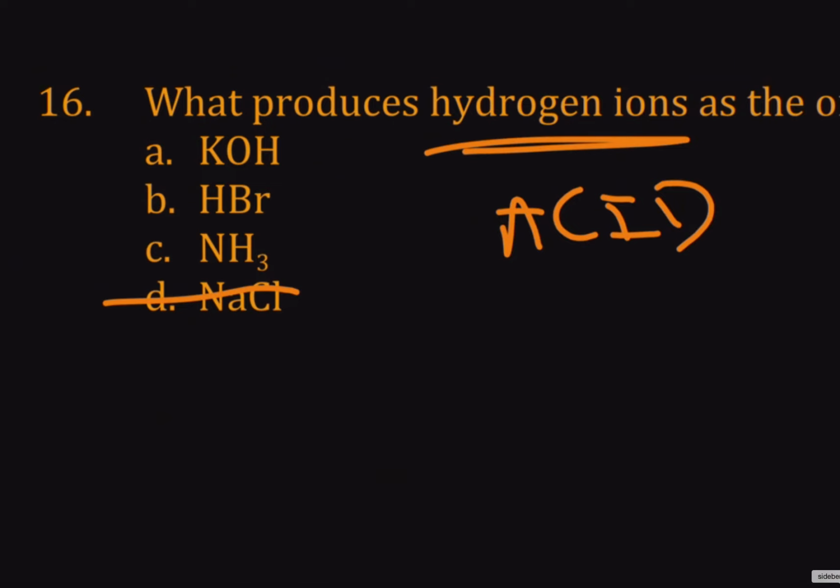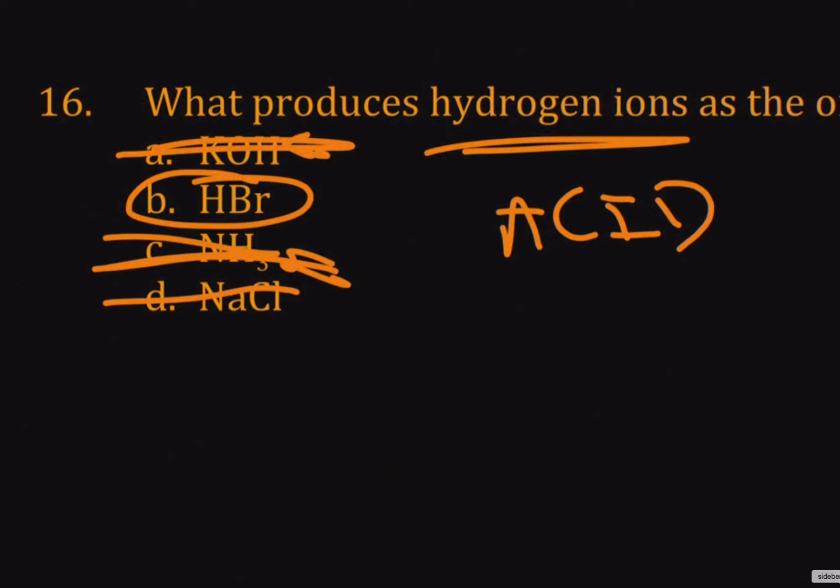Most of the time, something that's going to be an acid is going to have the hydrogen at the front. Okay, hydrobromic acid. OH here, OH is indicative of a base, so we could have crossed that one out. And then ammonia, NH3, the H is at the end, so that's not an acid. So HBr, hydrobromic acid, is the choice there.